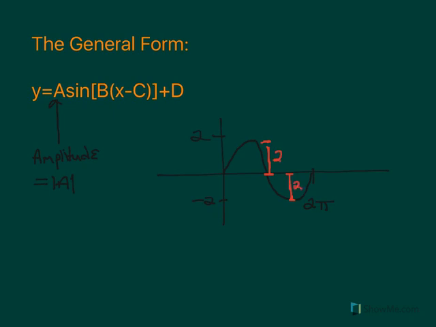So we would never say we have a negative amplitude, we always just have a positive height from the center of the graph to the highest or lowest point. So that's going to be the amplitude. So we'd say the amplitude is 2.